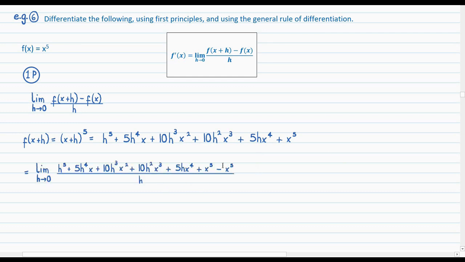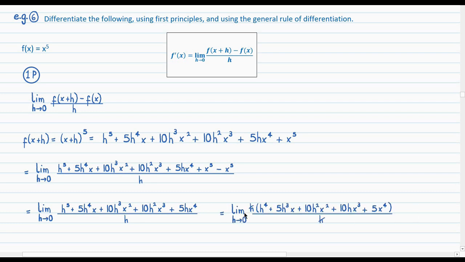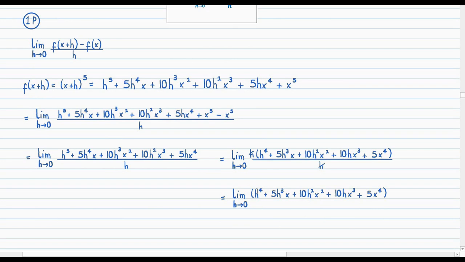Then the x to the power of 5 terms would cancel each other out, but everything else would remain. Then you factorize h out of the numerator, and the h's cancel out, leaving h to the power of 4 plus 5h cubed times x plus 10h squared times x squared plus 10h times x cubed plus 5x to the power of 4. Since you cancelled off the h from the denominator, you can now sub in h equals 0.